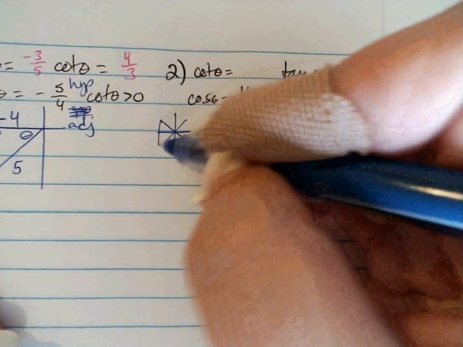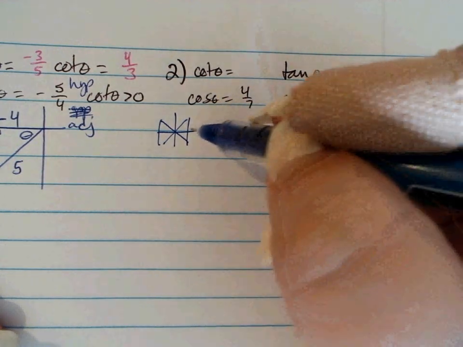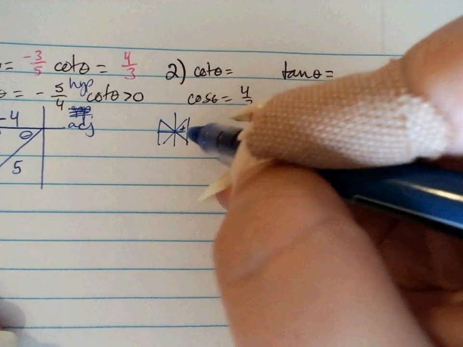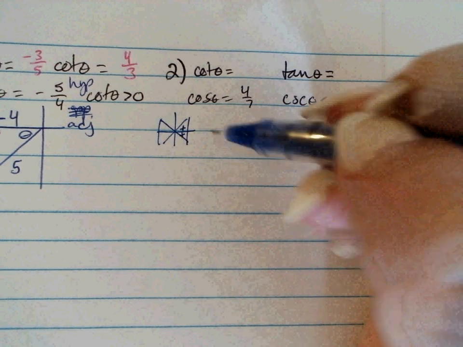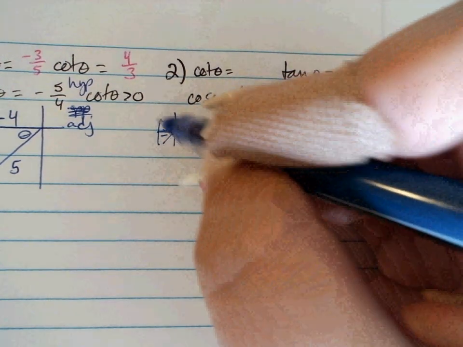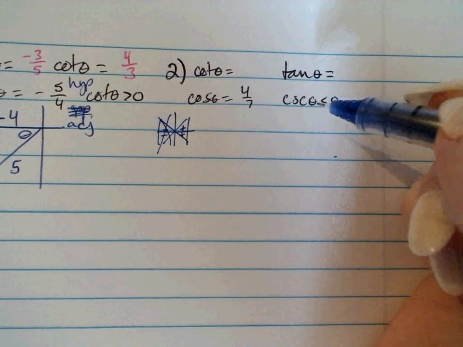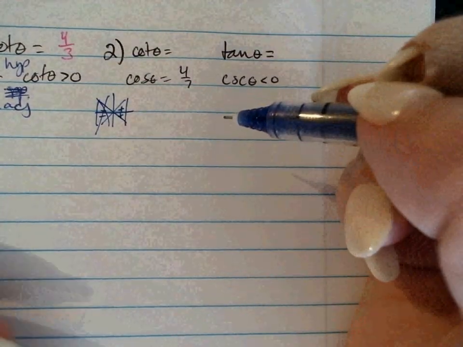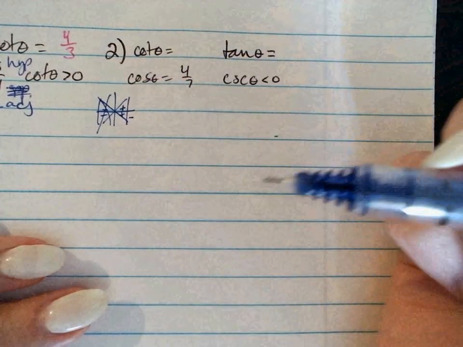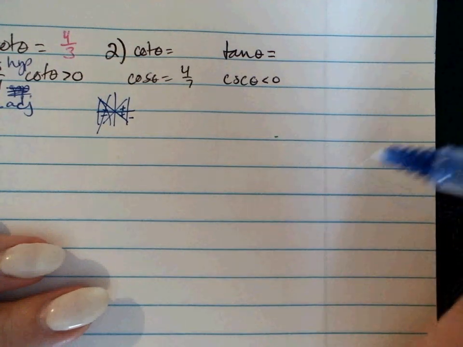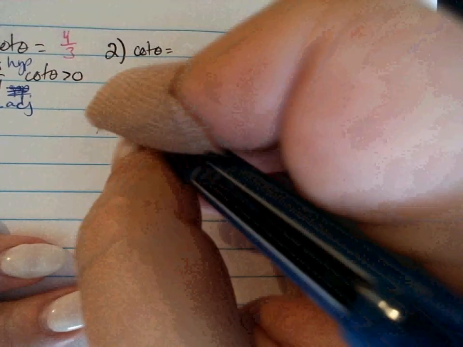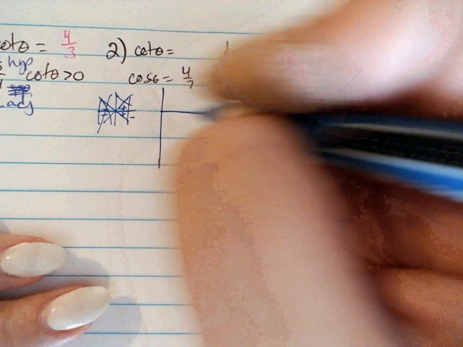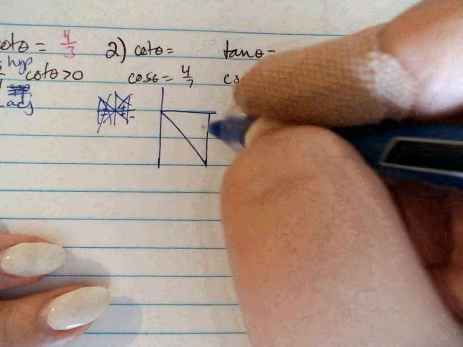So when I think about going left versus right, going to the right you've got positives on adjacent, and going to the left you've got negatives. So it can't be going to the left. And then cosecant is negative. Cosecant is the reciprocal of sine. So if sine is negative, that means you're going down into the fourth quadrant, not up into the first. So we are definitely in the fourth quadrant. So I've got a triangle in the fourth quadrant with theta as my central angle.